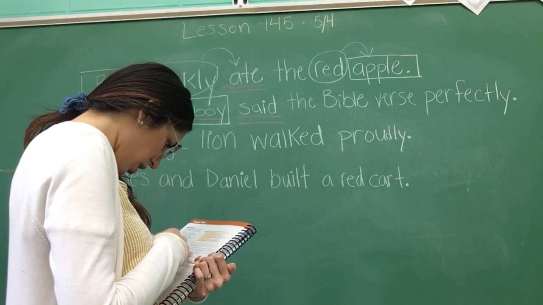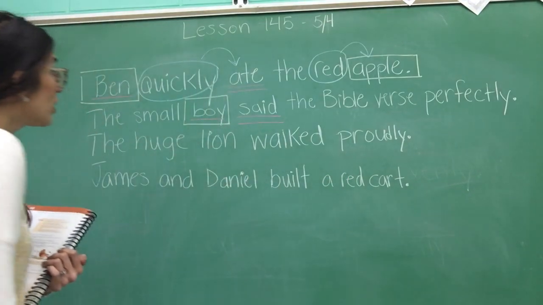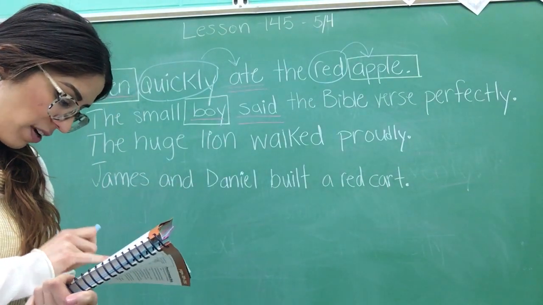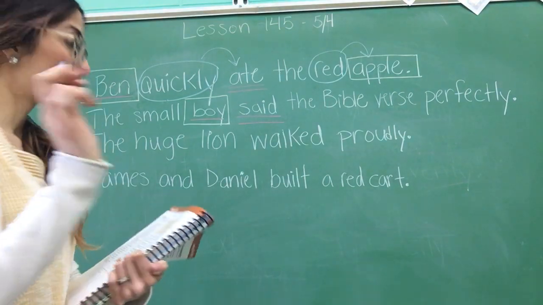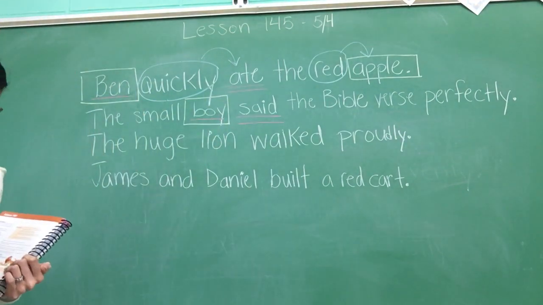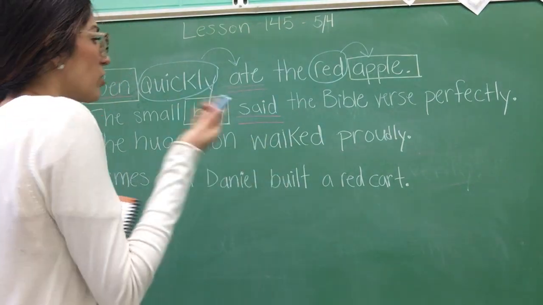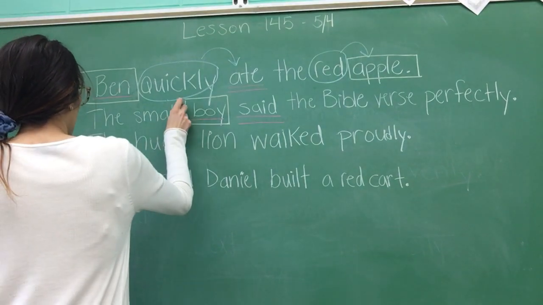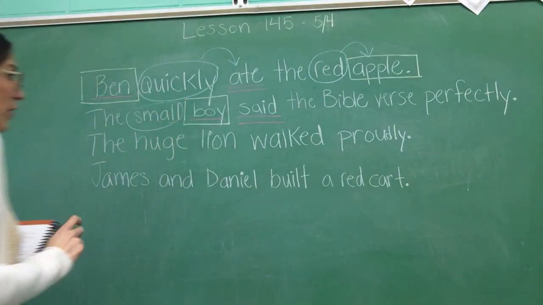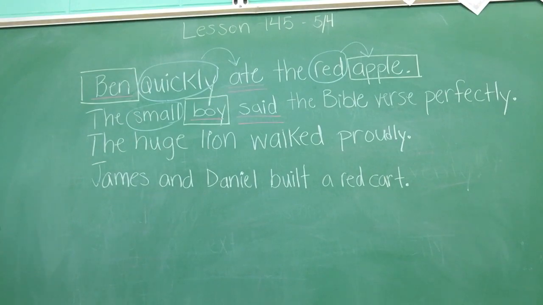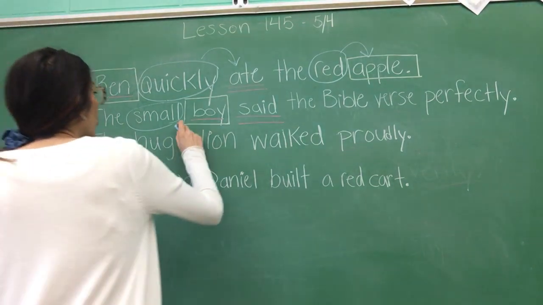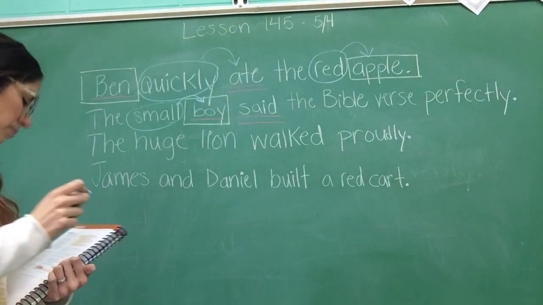Let's see, I think that's it. Yep, okay. Now let's go ahead and do our adjectives and adverbs. So number 4 says adjectives. So let's go ahead and circle our adjectives. Now adjectives describe nouns, right? So what's our first adjective? That's right. Small. Very good. Okay, and small describes what? Boy. Very good. Draw our arrow.